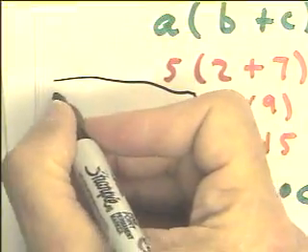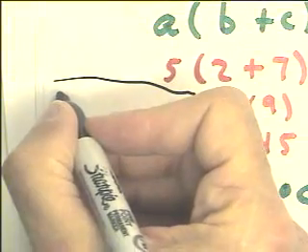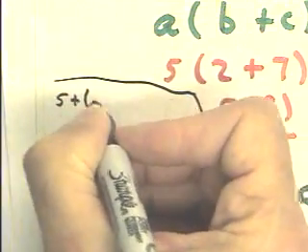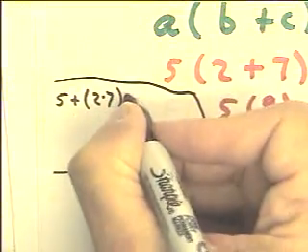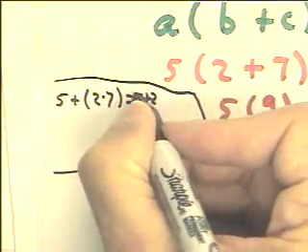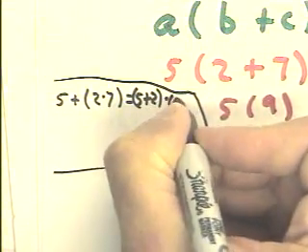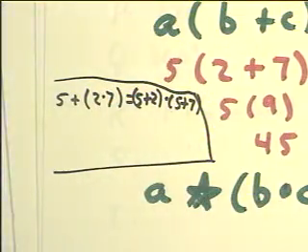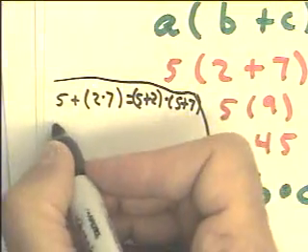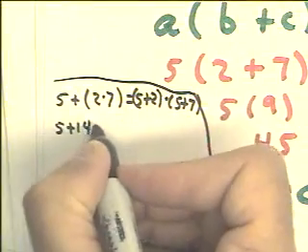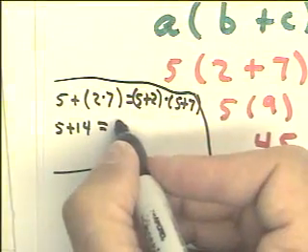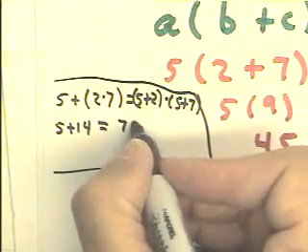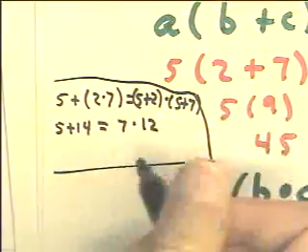For example, it's not true, if we use the same numbers we did before, that 5 plus (2 times 7) equals (5 plus 2) times (5 plus 7). 5 plus 2 times 7 is 5 plus 14. 5 plus 2 is 7. 5 plus 7 is 12.